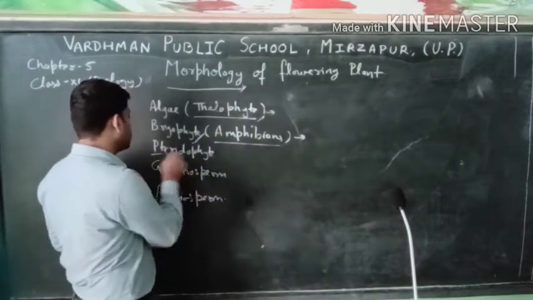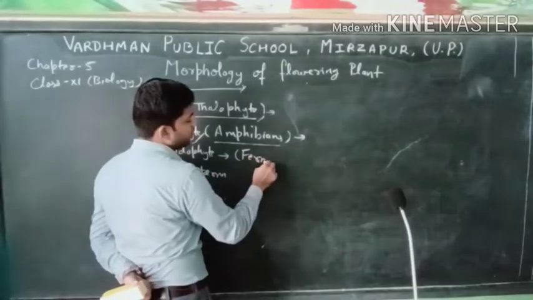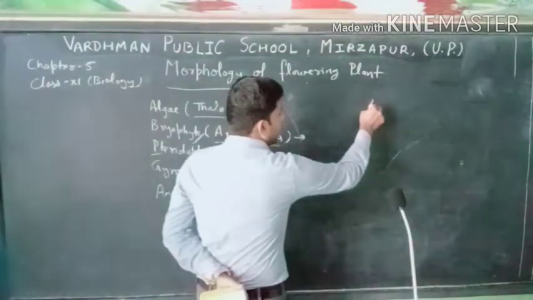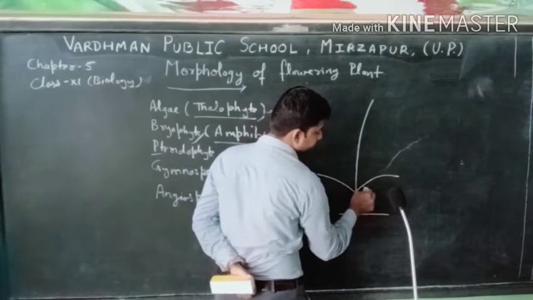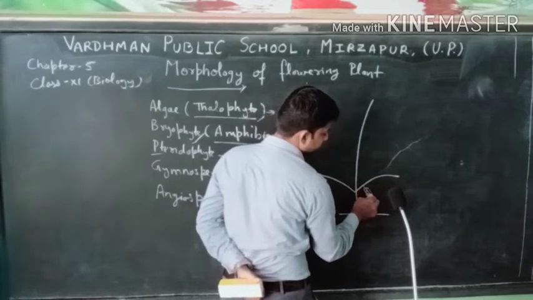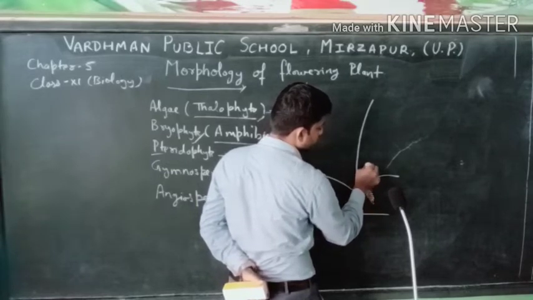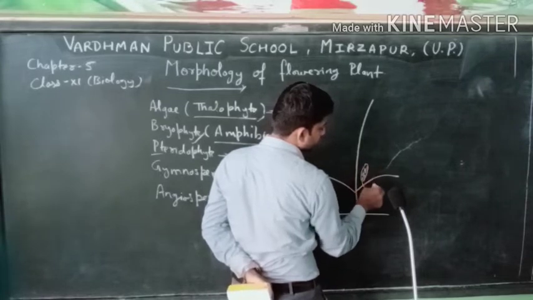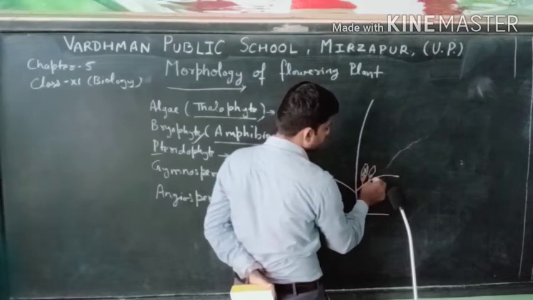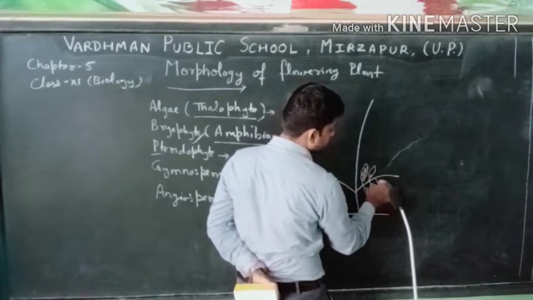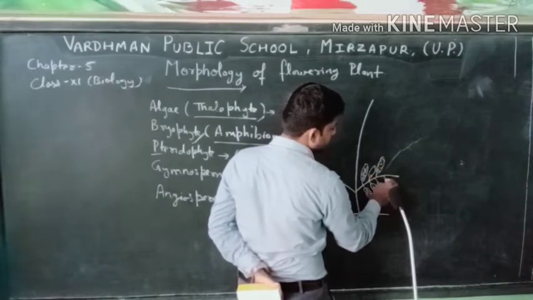Now I discuss the third plant, pteridophyte. Pteridophyte plants are known as fern plants. Here I draw a fern plant diagram. This is the fern plant leaf.